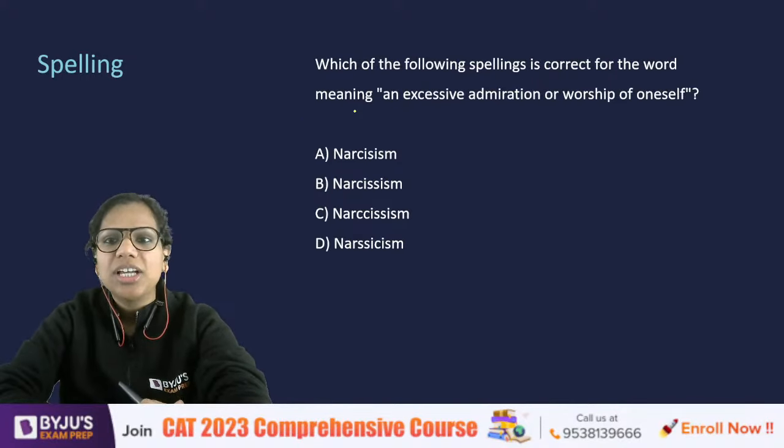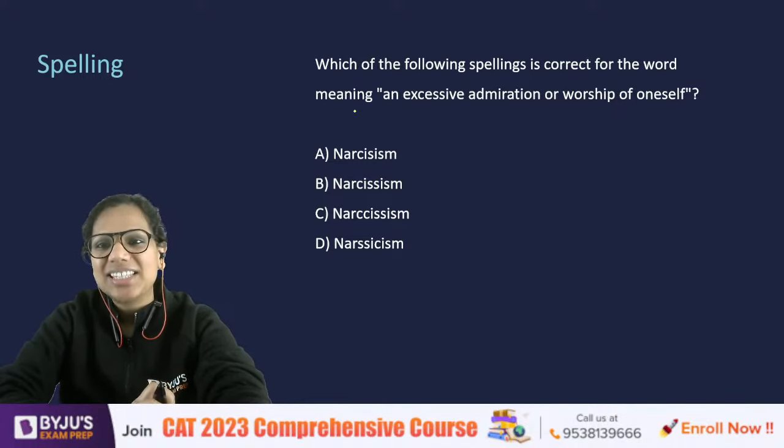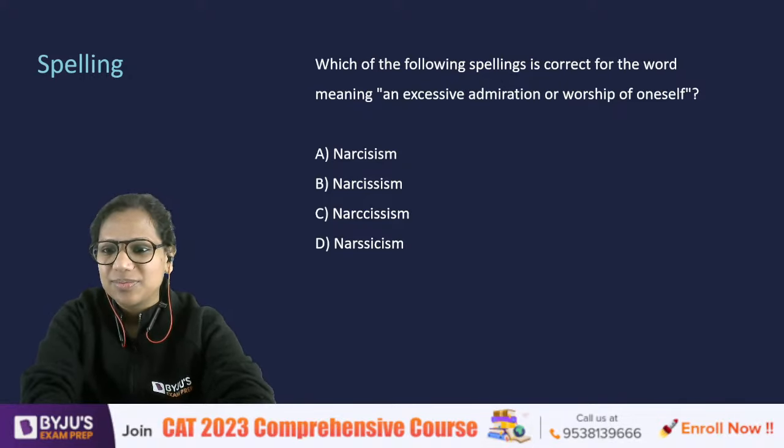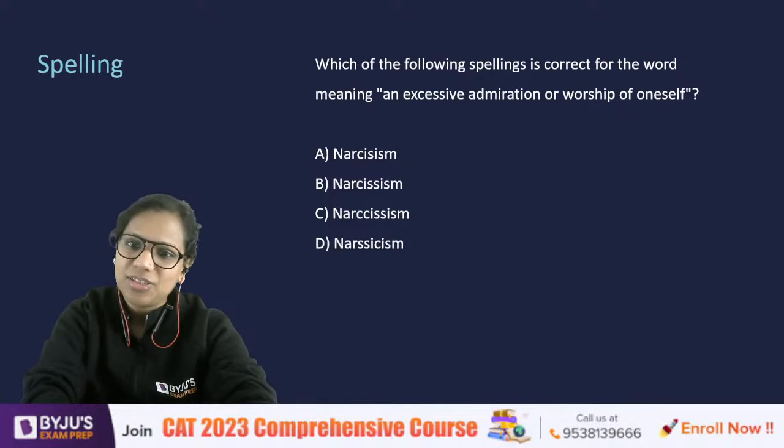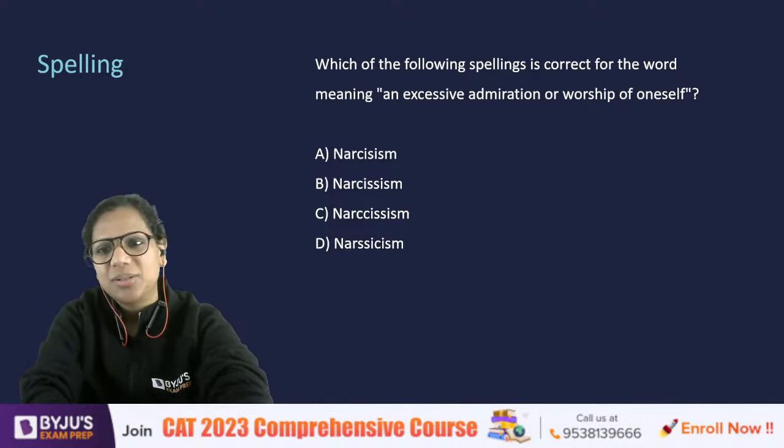Now let's have a look at this. This is a word that all of you have heard. An excessive admiration or worship of oneself. What is the correct spelling? Let's see. Monkey D. Luffy says A. Saurabh says B. All right. B.